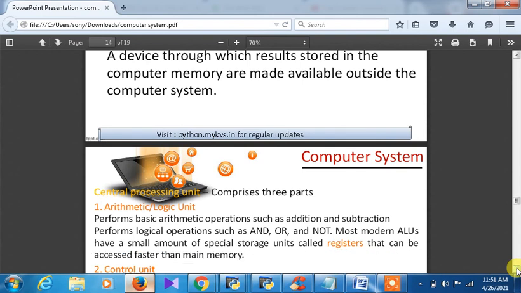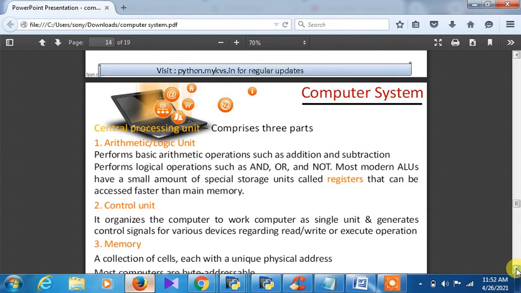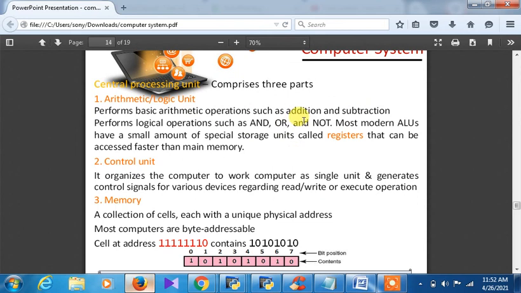Next comes the definition of the arithmetic logic unit. As I had told you, it performs basic arithmetic operations such as addition and subtraction, and also the AND, OR, NOT operations. These are all logical processing. Most modern ALUs have a small amount of special storage called registers that can be accessed faster than main memory, without intervening in the main CPU functions. And the control unit organizes the computer as a single unit, generates control signals for various devices, and reads, writes, or executes operations. Altogether, we can say it is coordinating all the functionalities of a computer system.